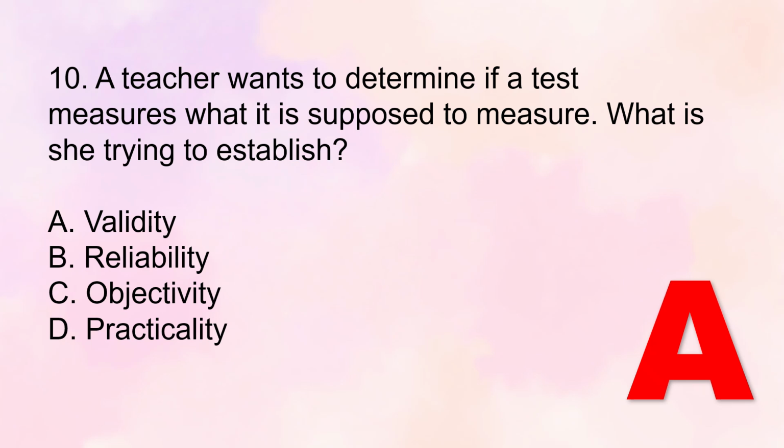Alright, the correct answer is letter A, validity. Validity determines if the test assesses the intended construct, okay, or it measures what it intends to measure. Letter B, reliability, is about consistency. Letter C, objectivity, is about unbiased scoring. And letter D is about feasibility of administering the test. Okay, feasibility or the practicality.